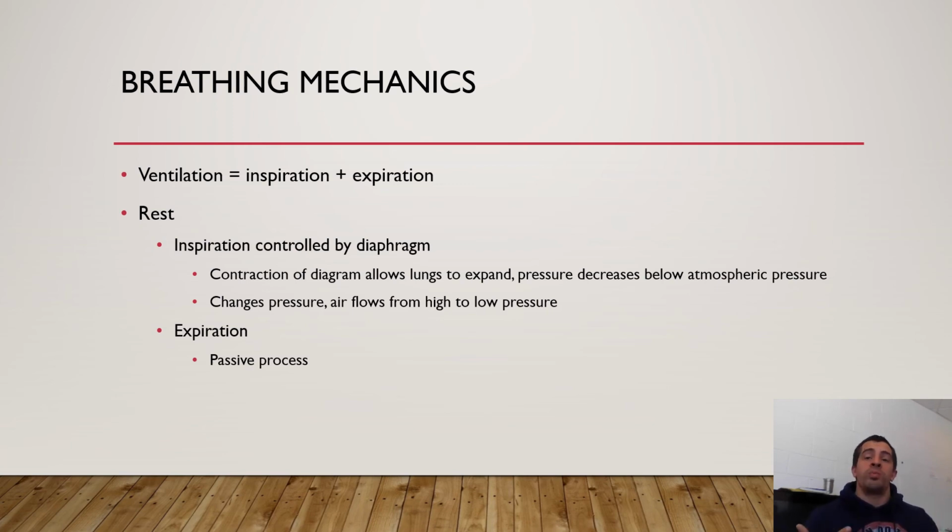As our lungs expand, the pressure decreases below the atmospheric pressure, and this change in pressure allows the air to flow from high to low. So as our lungs expand, the pressure decreases within our lungs, and the air pressure is always going to go from high to low, just like our heart, where we talked about a pressure gradient. There's a pressure gradient, and pressure is always going to go from high to low.